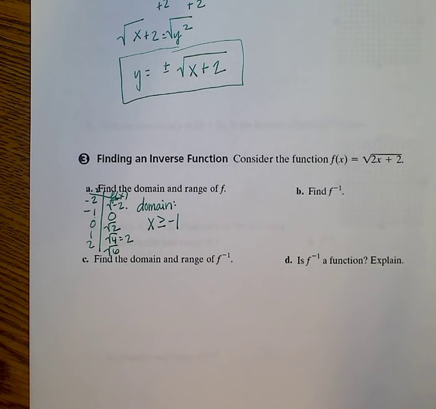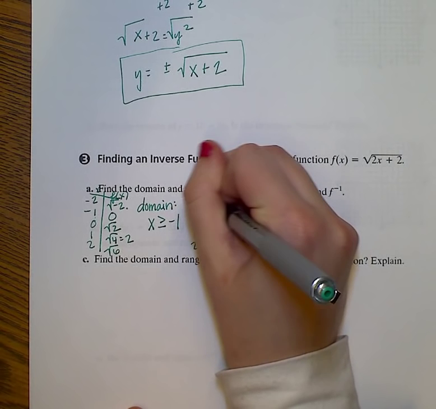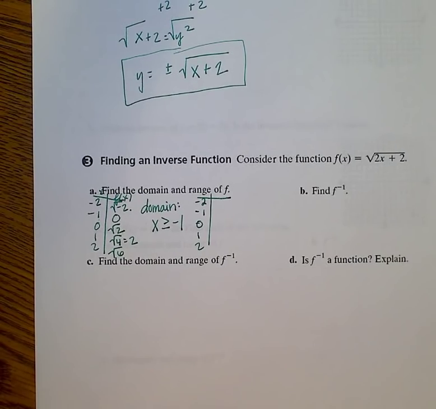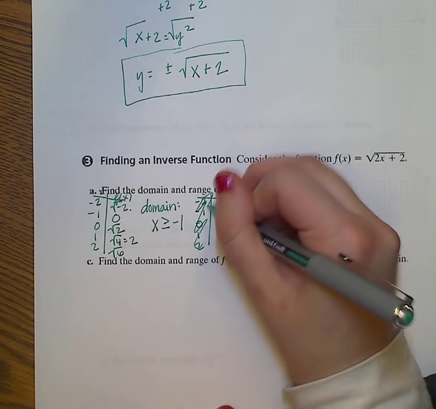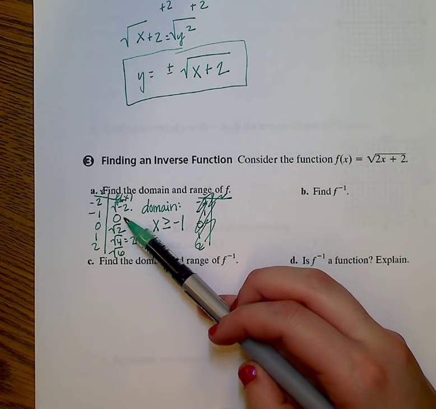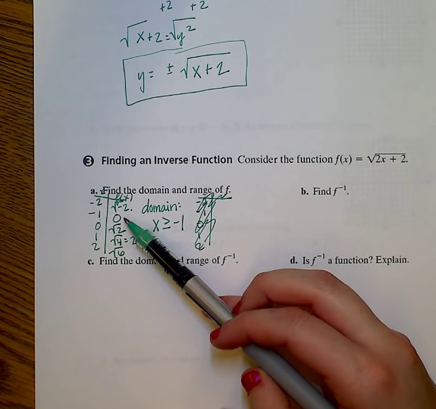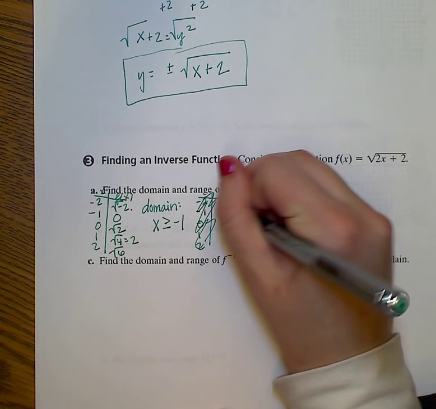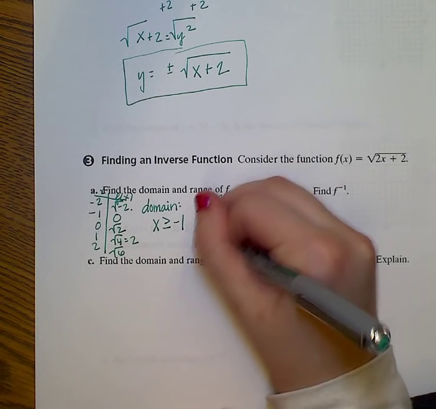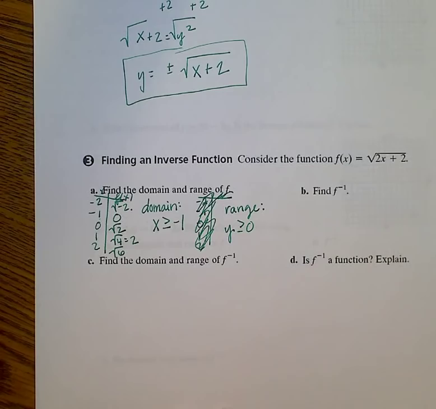For our range, let's try the same thing. We're looking at our original chart. So range, we're looking at what values do we get. Well, we know we can't get anything less than 0. If we have something smaller than 0, we're really taking the square root of a negative number, which is not possible. So in this case, our range is going to be all of the y values, or f of x, that is greater than or equal to 0. We're not going to get anything smaller than 0 whenever we're taking the square root.